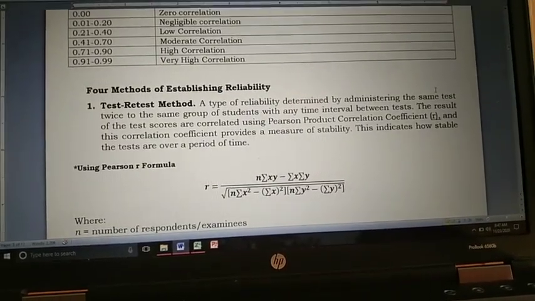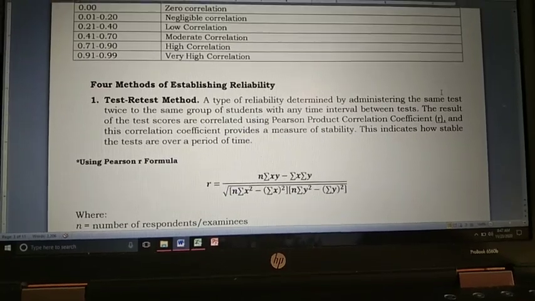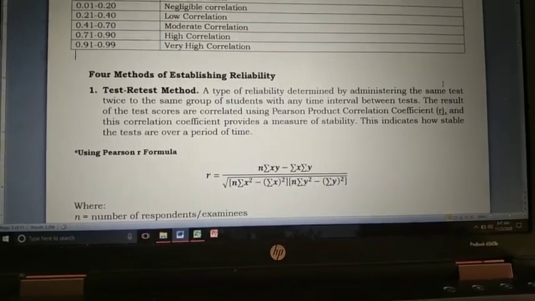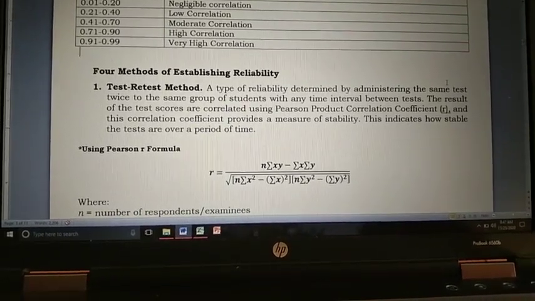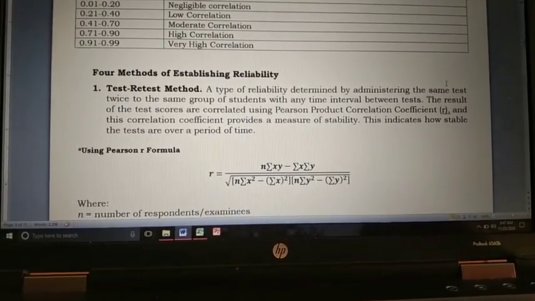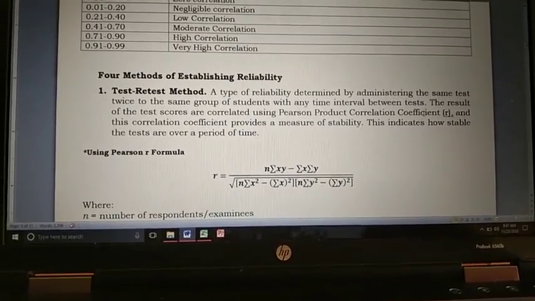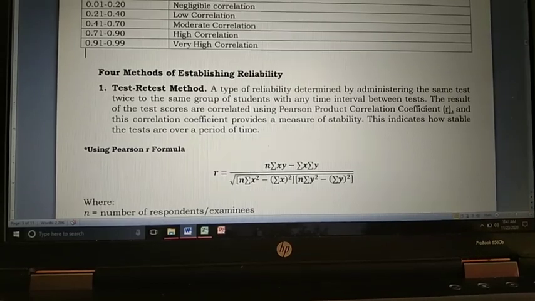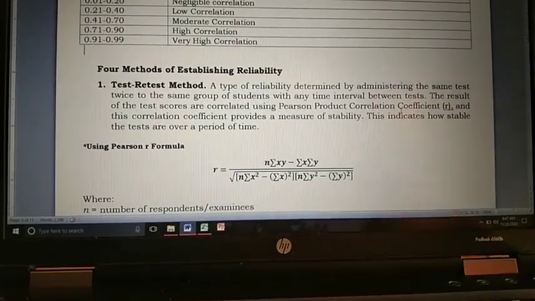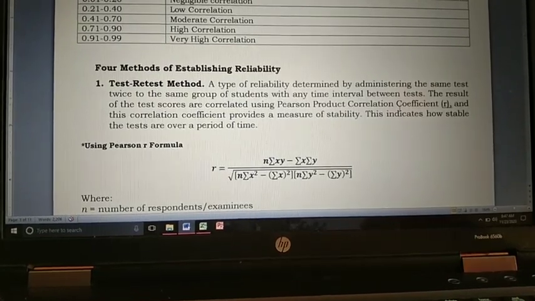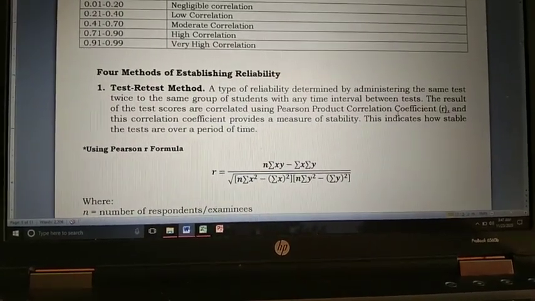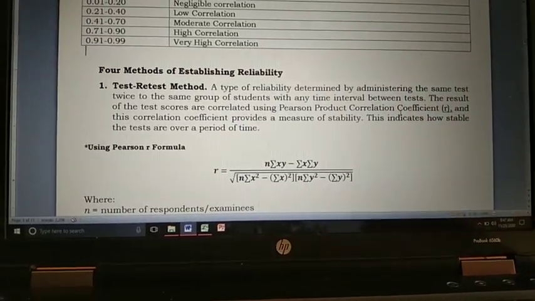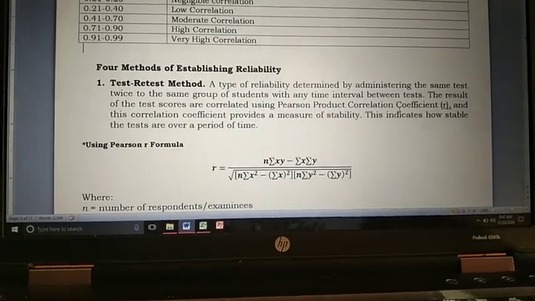Okay guys, now we are going to tackle the first method. So there are 4 methods of establishing test reliability. First we have the test-retest method. A test-retest method is a type of reliability determined by administering the same test twice to the same group of students with any time interval between tests. The test scores are correlated using the Pearson product-moment correlation coefficient, and this correlation coefficient provides a measurement of stability. So stability yung test-retest guys. This indicates how stable the tests are over a period of time.